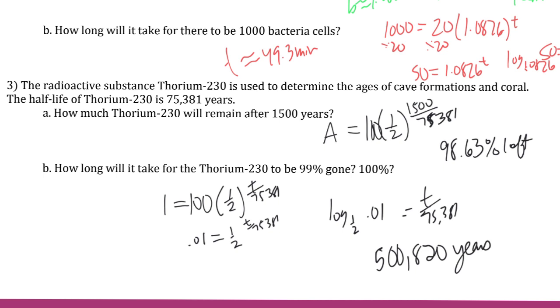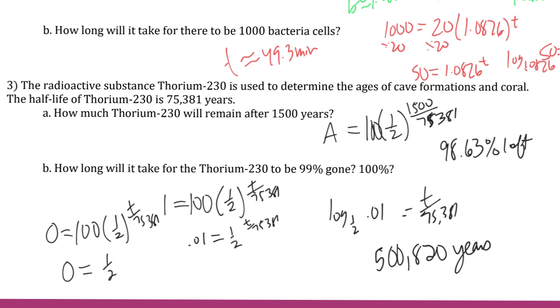Okay, so that's going to be. Now, the question is, when is it going to be 100% gone? And so if you tried that, okay, you say, okay, I want 100% to be gone. Okay, and so if 100% is gone, there'd be 0 left at the end. Okay, so start with 100, end up with 0, and then 1/2 to the t over 75,381. Okay, if you divide both sides by 100, you get 0.